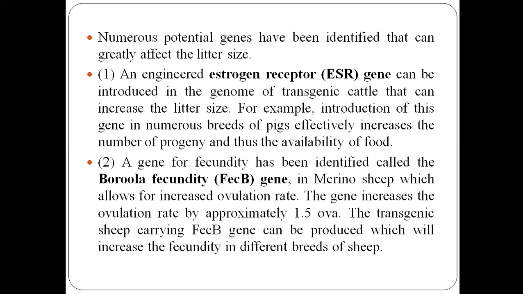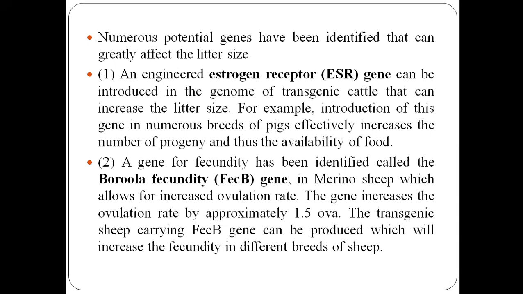For example, introduction of this gene in numerous breeds of pigs effectively increases the number of progeny and thus the availability of food. Okay, so when the number of progeny is increased, you know the pigs are mainly reared for fattening purposes, so the food availability is also going to be increased. So that is indirectly or directly going to contribute to food security for human beings.